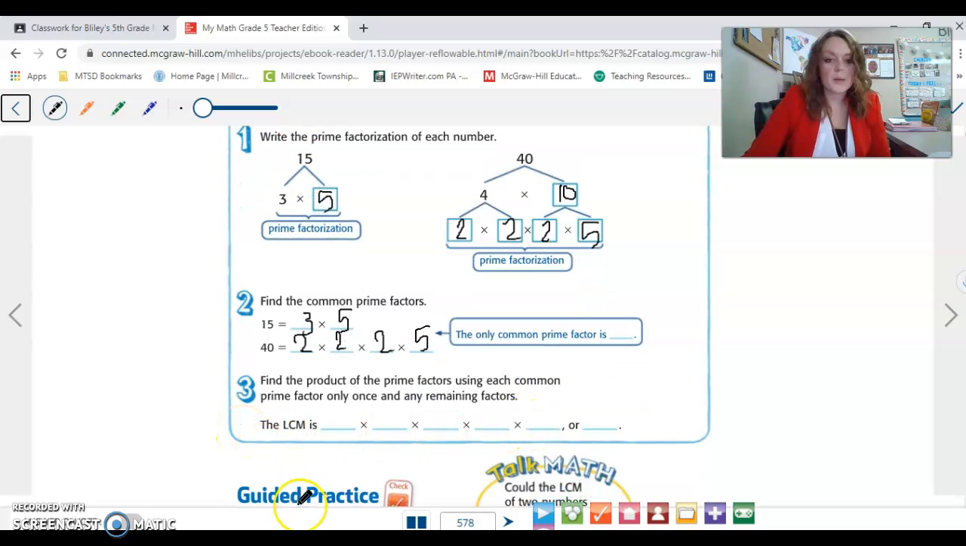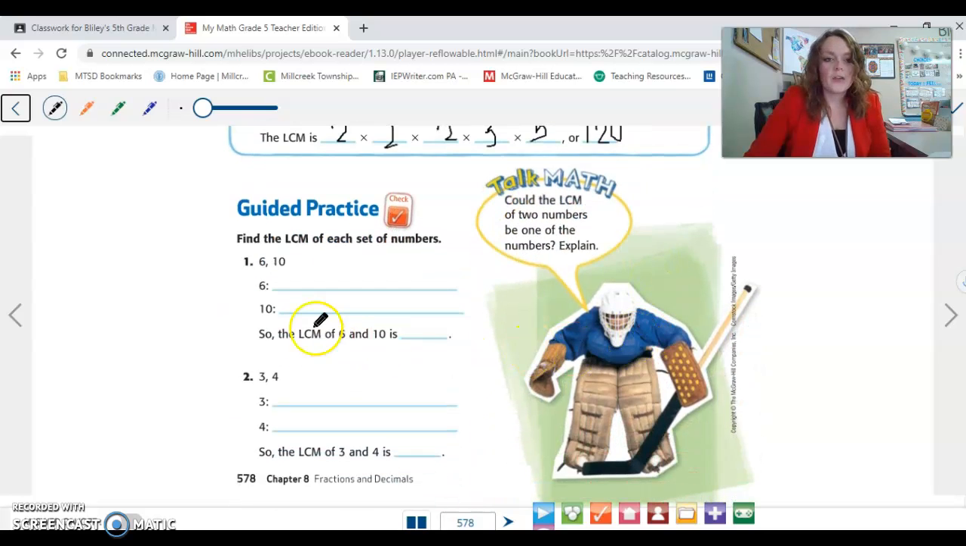Okay, so for the least common multiple of both of these, we're now going to combine 3 times 5 and 2 times 2 times 2 times 5 for our least common multiple, which will give us 220. This is just a different way to do it. Mrs. Bliley prefers listing. It's easier to see your multiples compared to the factor tree, but you can do whatever works for you. So let's try number 1.